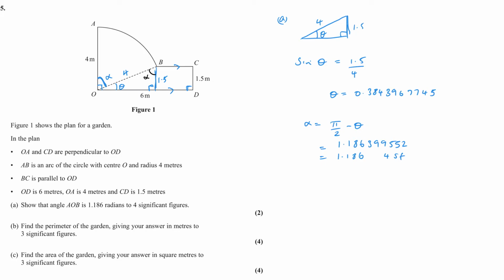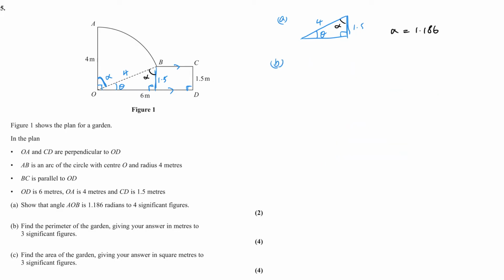So I could have just done cos alpha equals 1.5 over 4, and then alpha would have been 1.186 straight away. But of course, in an exam, you don't always spot everything straight away, so just do it how you feel more comfortable doing it. Now next we need to find the perimeter.